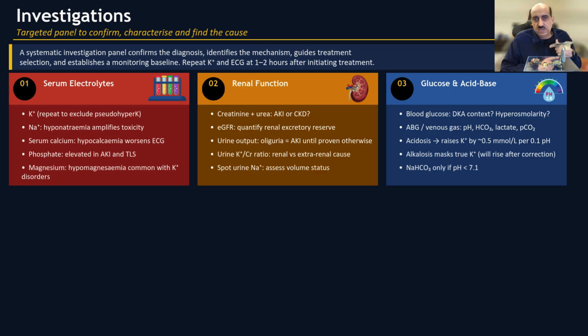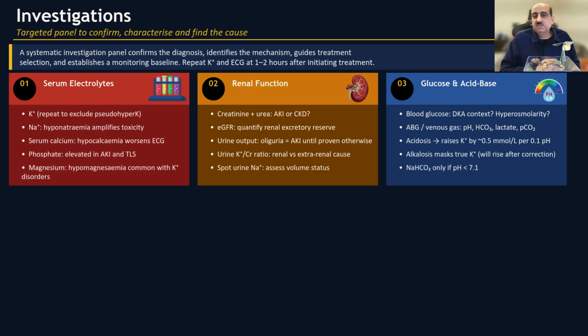So that would indicate extra renal causes. However, if the ratio is low, that indicates it could be intrinsic renal etiology for hyperkalemia. Same as spot urinary sodium. If the urine sodium is low, that means the body is trying to retain sodium in response to hypovolemia. So that would indicate the volume status.